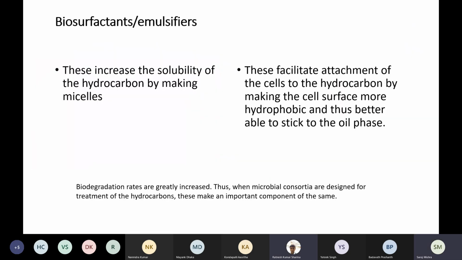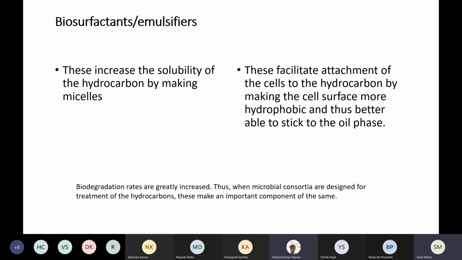Ma'am, can you please explain again how the surfactants are being produced? Okay, I also have a slide which I have just come to now. So these biosurfactants or emulsifiers increase the solubility of the hydrocarbon by making micelles in the water body. Micelles are structures which have both a hydrophilic part and a hydrophobic part.